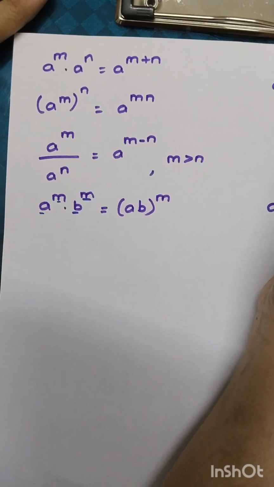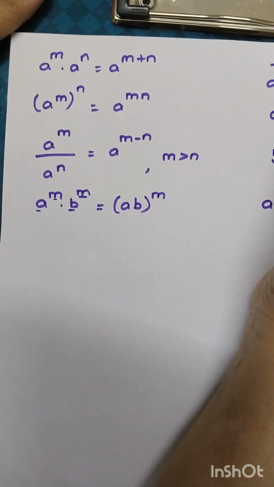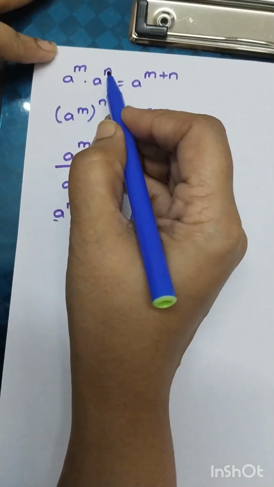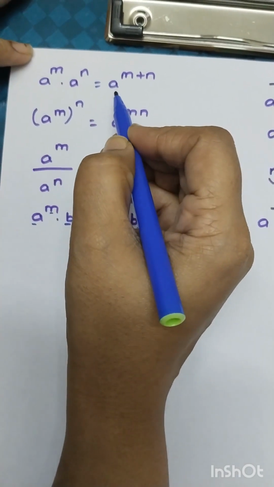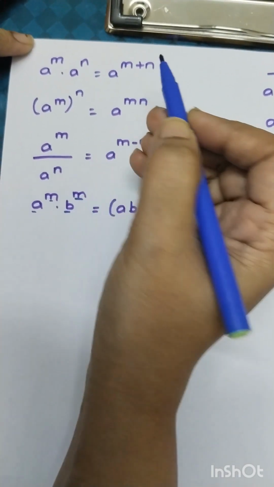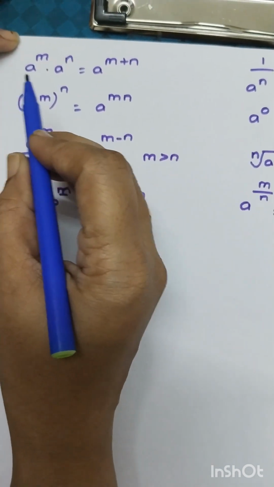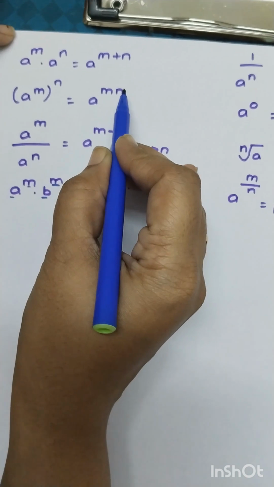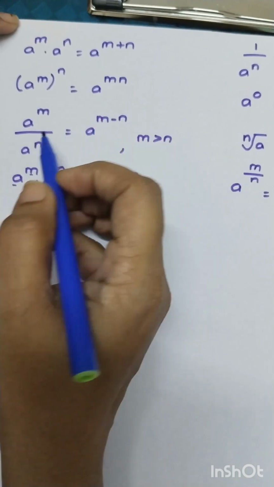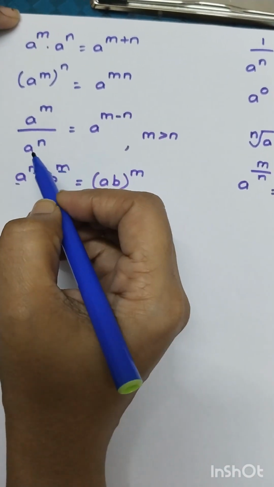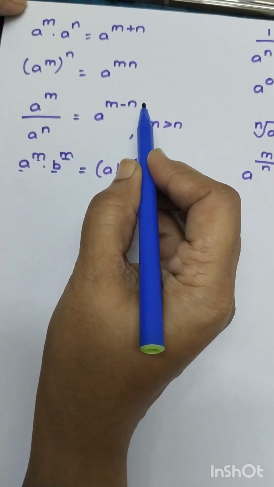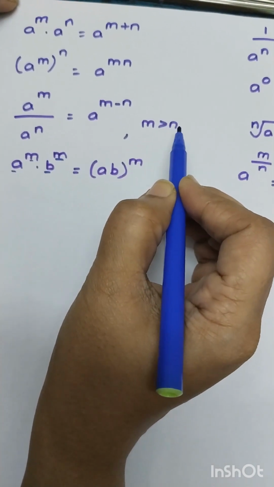Before proceeding to that, let's recall the identities of exponents. A power m into a power n gives a power m plus n. A power m whole power n gives a power m into n, that is a power mn. A power m by a power n gives a power m minus n, where m is greater than n.